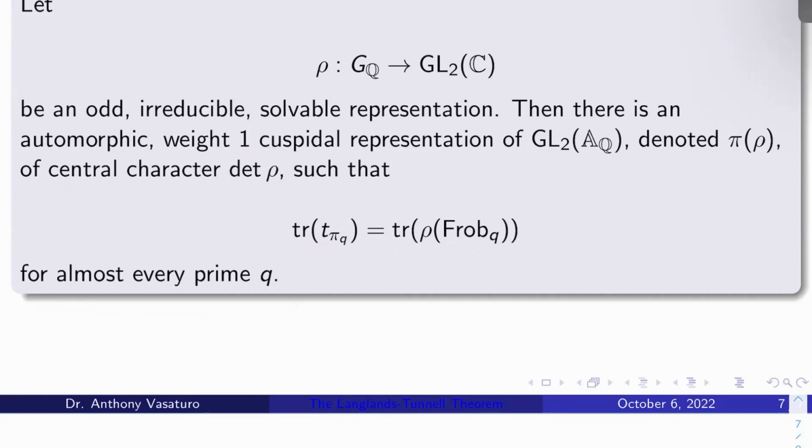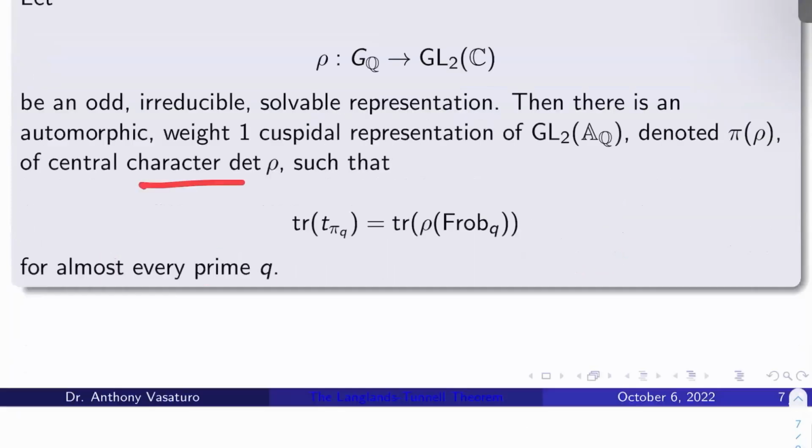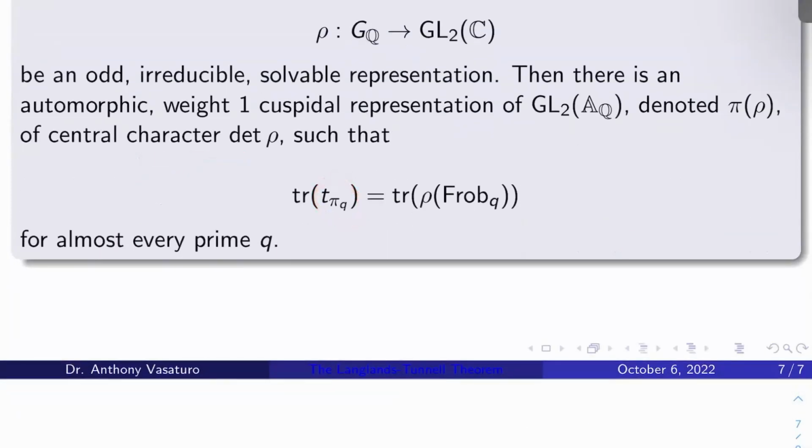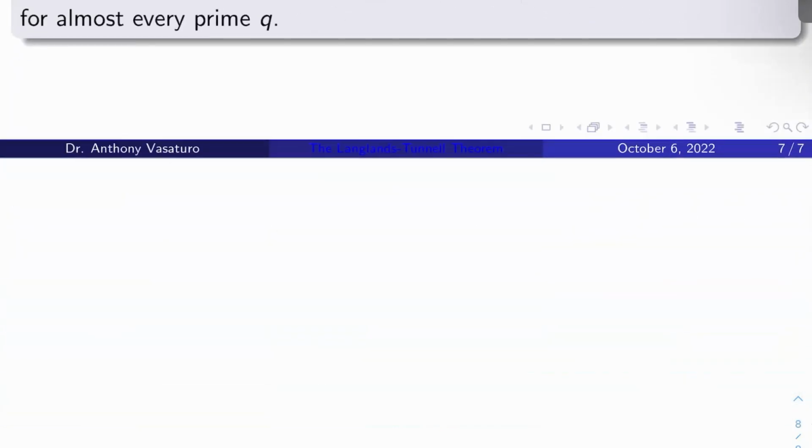And I mean, there are a number of things that we'll have to define here. As the chapter goes on, we're going to have to define what we mean by automorphic weight 1 cuspidal. We'll have to define adeles, central character, and so on. But what is this T_{pi_q}? We call that the Langlands class associated to the local component pi_q of pi of rho, because pi of rho is a tensor product of local representations. So we'll talk about all that later. Okay, and so that's it for now.